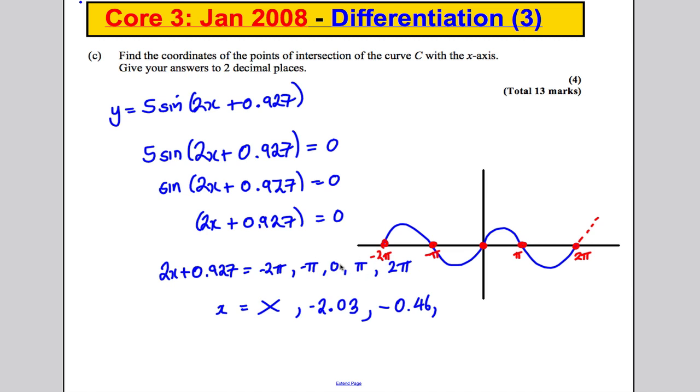This one here would be pi, subtract 0.927 divided by 2, it would be 1.11 to 2 dp. And the last one, 2 pi, subtract 0.927 and then divided by 2, it would be equal to 2.68 to 2 dp. And there are your 1, 2, 3, 4 answers.